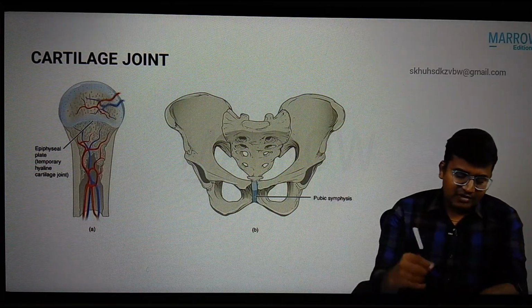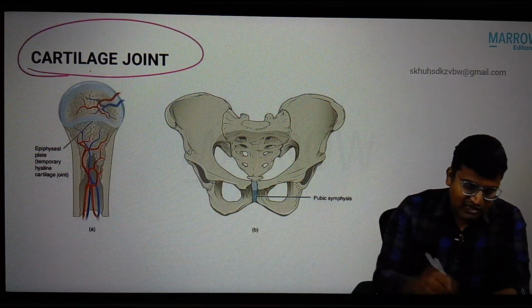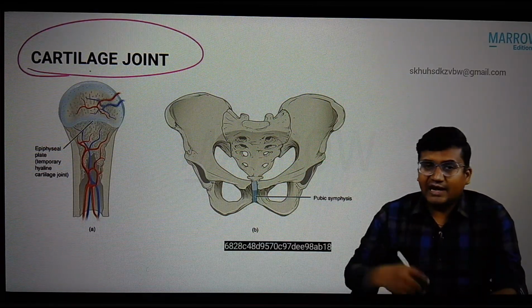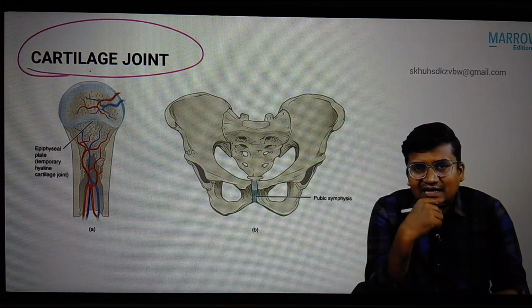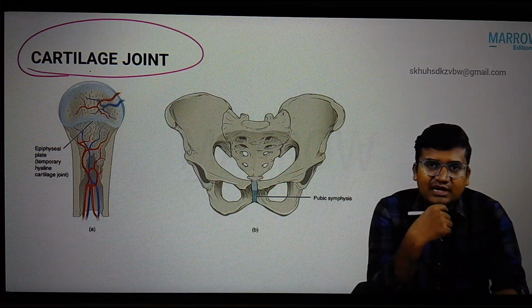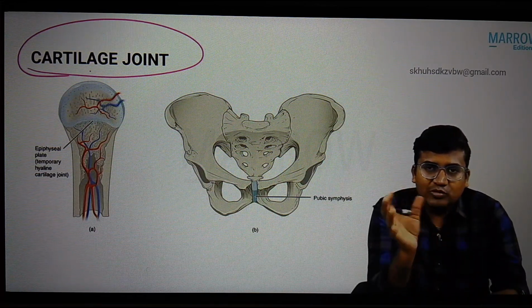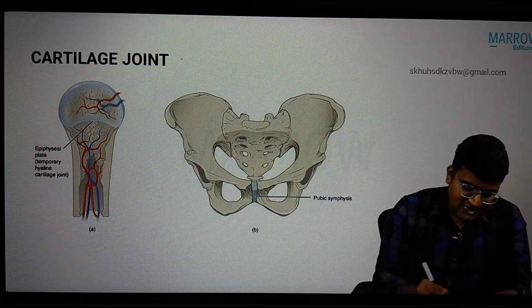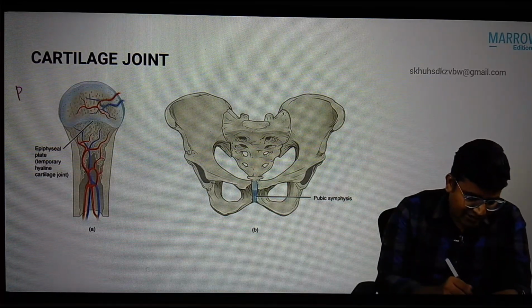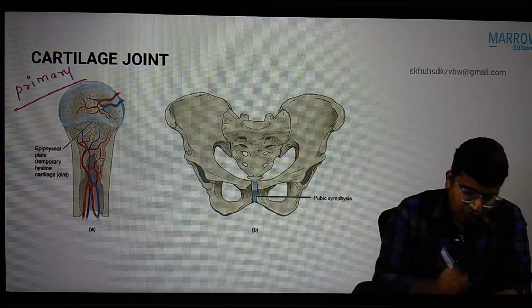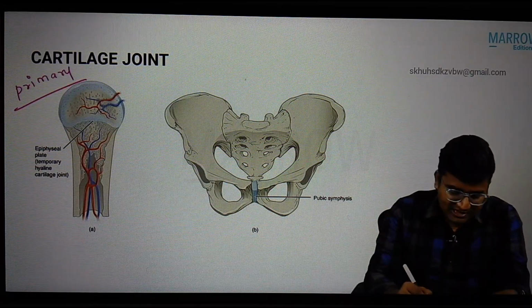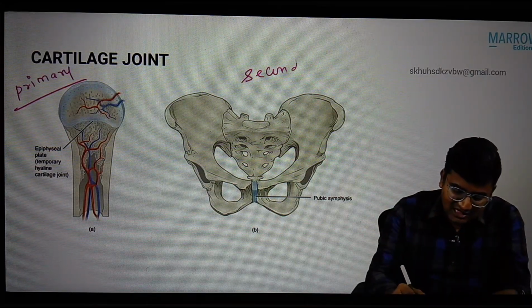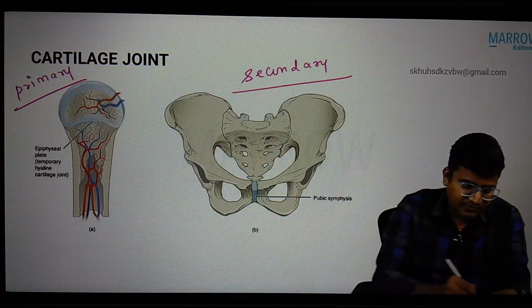Now next one, cartilaginous joint. Again, bones are connected by means of cartilage. We have three types of cartilage: hyaline cartilage, elastic cartilage and white fibrous cartilage. If two bones are connected by means of hyaline cartilage, then that is called our primary cartilaginous joint. If two bones are connected by means of fibrous cartilage, then that is the secondary cartilaginous joint. Very simple.